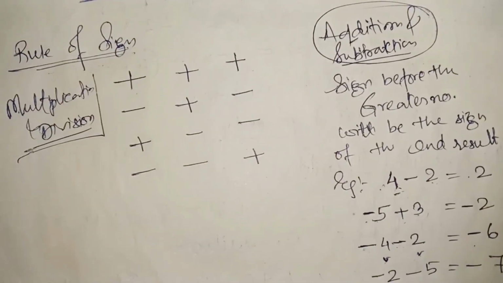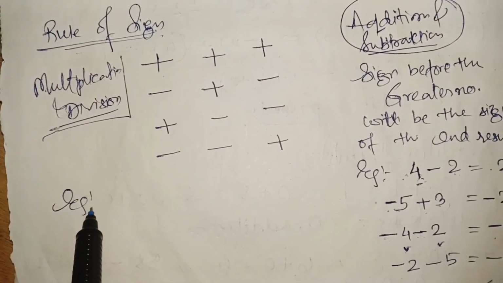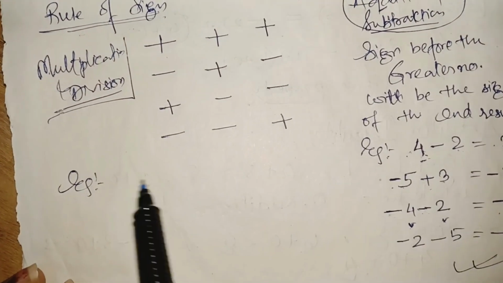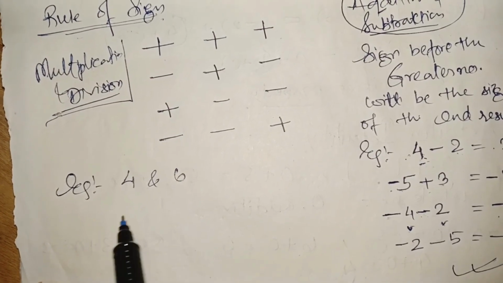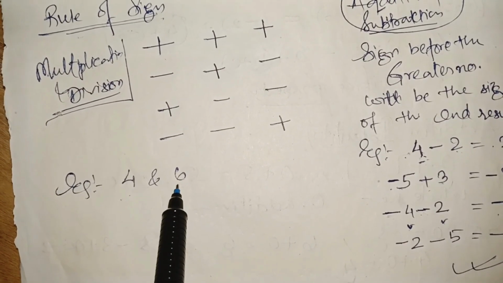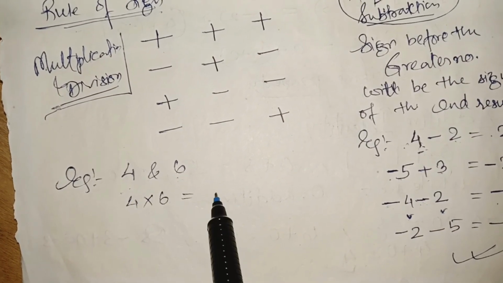Okay, so let us understand it by taking some examples. Suppose we need to multiply 4 and 6. Here you can see both these numbers are positive. So 4 into 6, what we will get here?